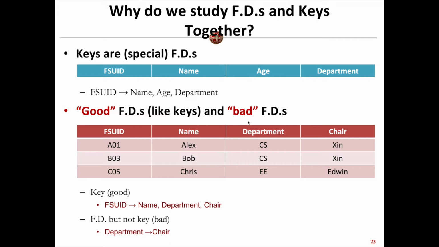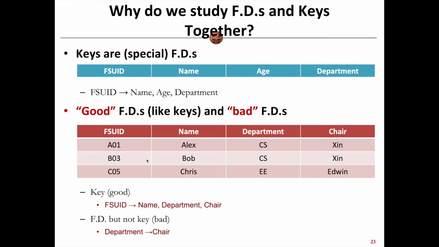And we can provide you with another example. Now for the students in FSU, we have FSU ID, name, as well as department and department chair. If we have a relation like this, we can derive different FDs, right? We know we have FSU ID implies name, department, and chair. This FD is very good because the left-hand side is the FSU ID. It is a key for the relation, right?